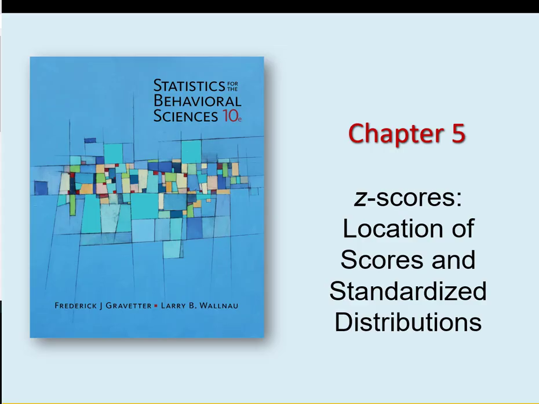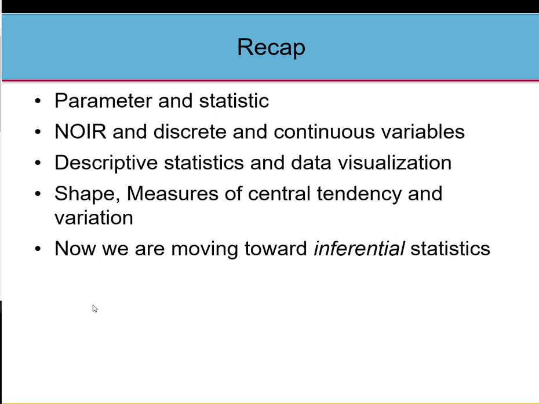Okay, so chapter 5, we're going to be talking about z-scores, the location of scores in standardized distributions. Just to recap from last week, we've talked so far about parameter and statistic. A parameter is to population as a statistic is to sample. A parameter is a measure of a population and is denoted with Greek letters. A statistic is a measure of a sample and is denoted with Latin letters.